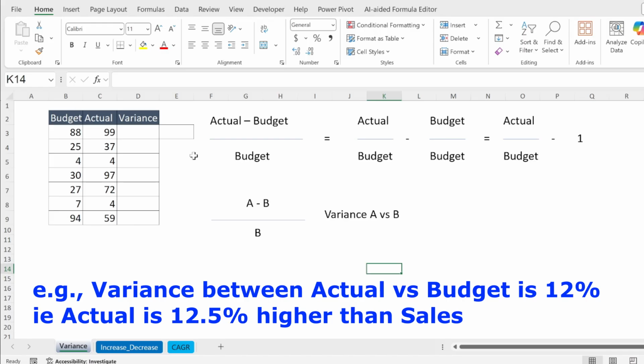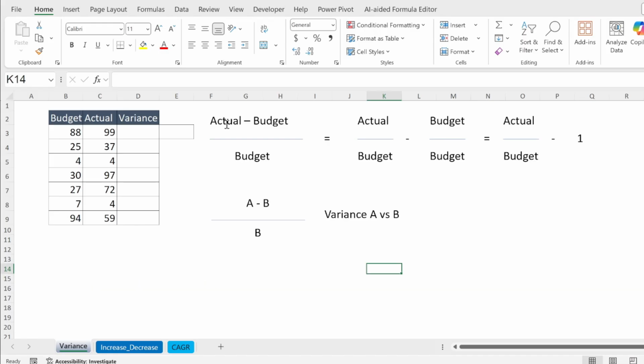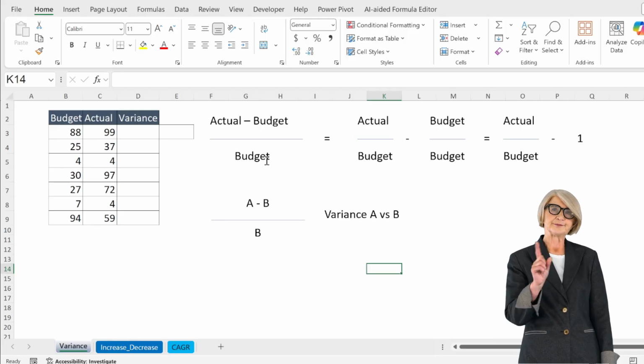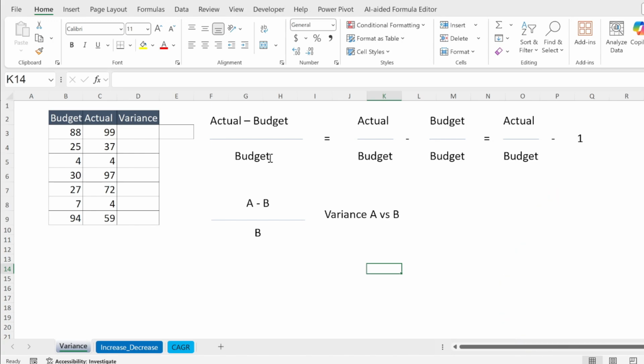Now, what is the formula for this? It's here. It's actual minus budget. This is simple. But here you have to divide by budget. A lot of people will make the mistake and divide by actual. This is not correct. You need to divide by budget. So here, if you have, for example, A and B, variance between A versus B, it will be A minus B over B. Always, the number you are subtracting has to be down.